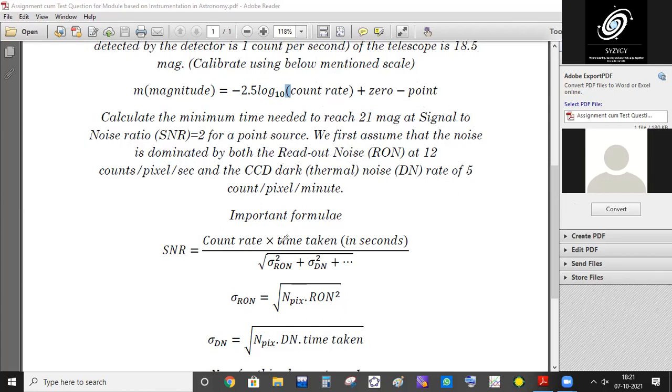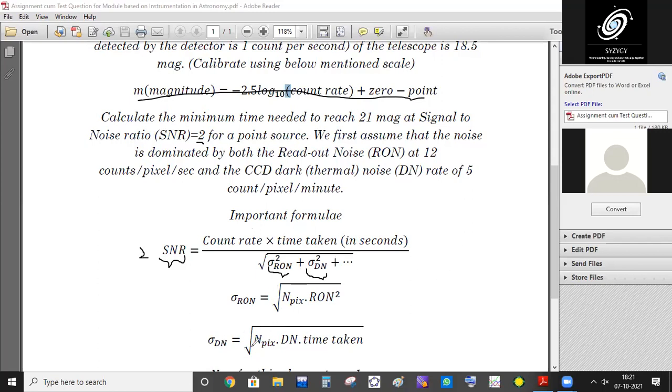Now, once you have found the count rate, you can easily calculate the time taken. Do you know the SNR, the signal to noise ratio? That is the one thing which was calculated from this equation. You can put in the count rate. Now time taken is in seconds. That you can calculate. But for this you need to find the sigma RON, that is readout noise, and sigma DN, that is the dark noise.